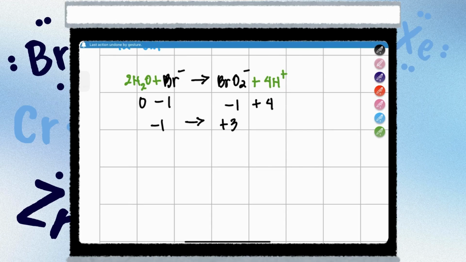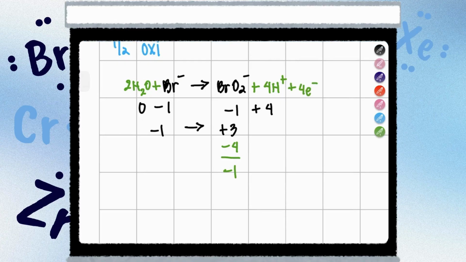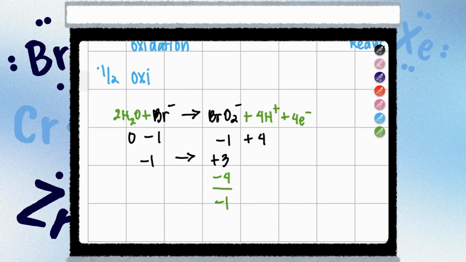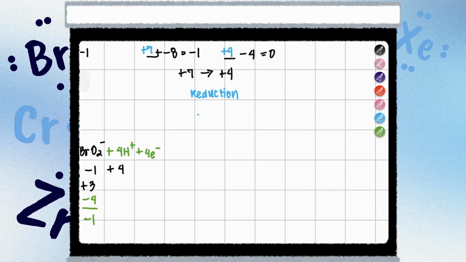So how many electrons do we have to add to +3 to get -1? So we have to add 4 electrons. So 3 minus 4 is -1. So we have to add 4e minus. So this is the half reaction for oxidation. For reduction, we will do the same process. So let's write the half reaction for reduction.